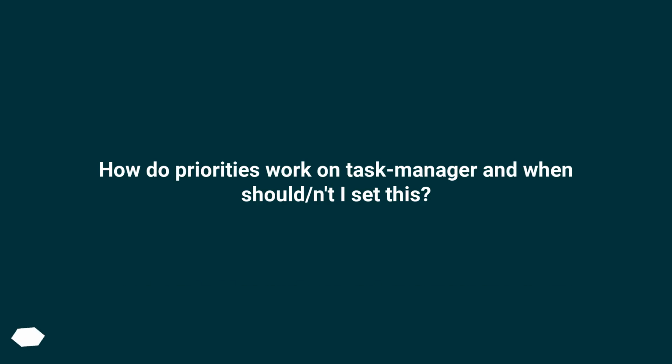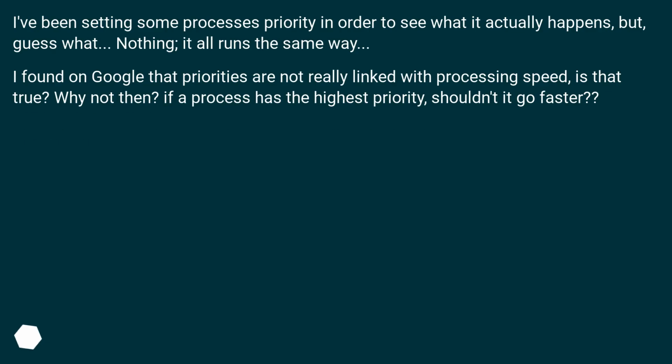How do priorities work on Task Manager, and when should I set this? I've been setting some processes' priority in order to see what actually happens, but guess what? Nothing, it all runs the same way. I found on Google that priorities are not really linked with processing speed. Is that true? Why not then? If a process has the highest priority, shouldn't it go faster?